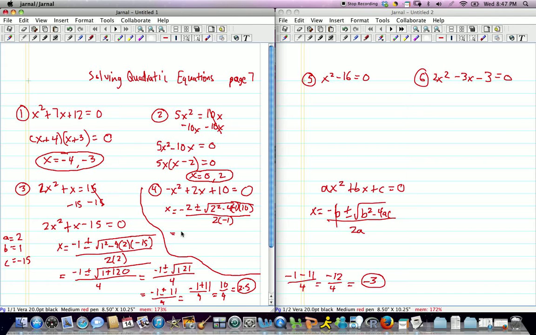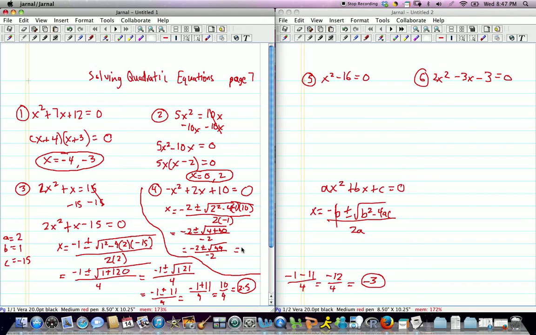I simplify this and I get negative 2 plus or minus the square root of 4, that's 2 squared. Negative 4 times negative 1 is 4 times 10 is 40. So I get 4 plus 40 over negative 2. And I simplify this and I get negative 2 plus or minus the square root of 44 over negative 2. Now, 44 doesn't simplify, it's not a perfect square, so I have to do the simplifying radicals.